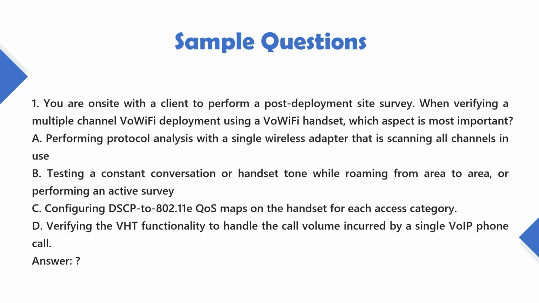C. Configuring DSCP to 802.11 EDCA maps on the handset for each access category. D. Verifying the VHT functionality to handle the call volume incurred by a single VoIP phone call.